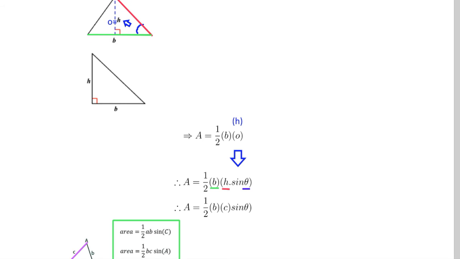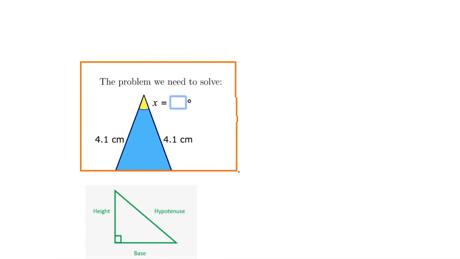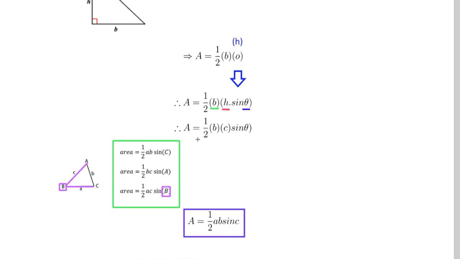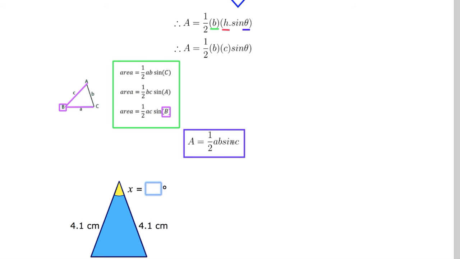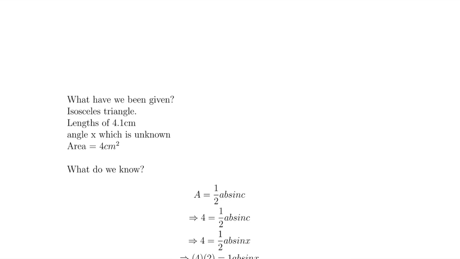Okay, so what we then have is we now have the tools needed to tackle this. The problem we need to solve is that when x is equal to unknown, you have two lines of length 4.1 centimeters on this triangle, and we need to know what that unknown x is. And so what we can do is we can utilize this formula: A is equal to half ab sine C. And let's tackle this first by suggesting what have we been given.